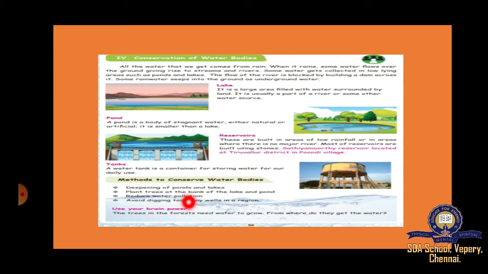Reduce water pollution. We have to reduce water pollution so that we get fresh water. Like I said, when it rains, all the drainage will be overflowing. We cannot do anything with the drainage water, right? Even when it rains, the whole water is wasted because it gets mixed with drainage water. So we have to reduce water pollution.